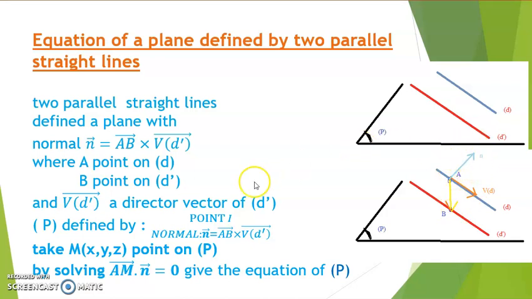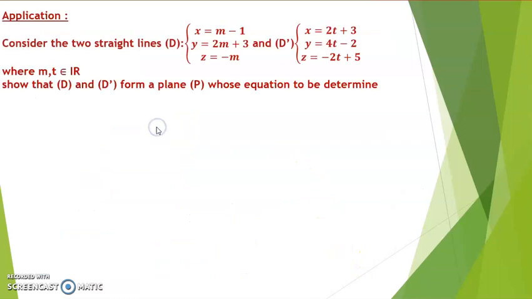And finally, to find the Cartesian equation, we take a variable point M, x, y, z on the plane P, then AM and n are perpendicular. So by solving the scalar product AM dot n equal to 0, we get the equation of plane P. Now let's go to an application about this. We take two straight lines D and D prime. The question is to show that D and D prime form a plane with the equation to be determined.